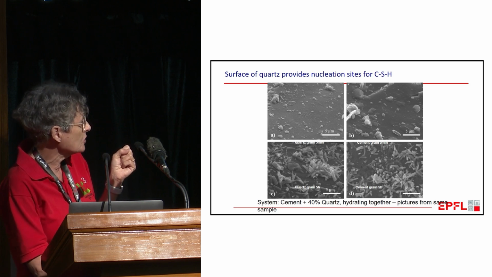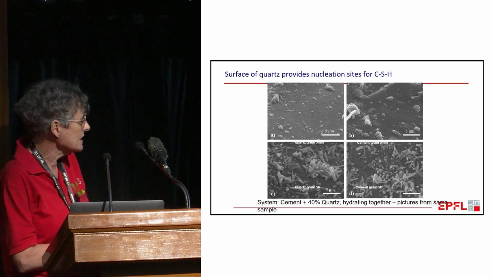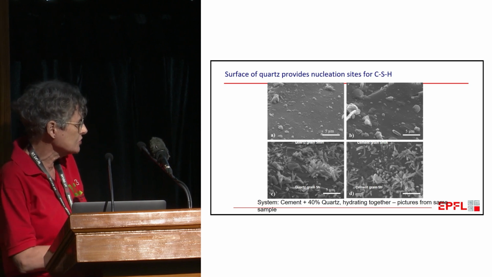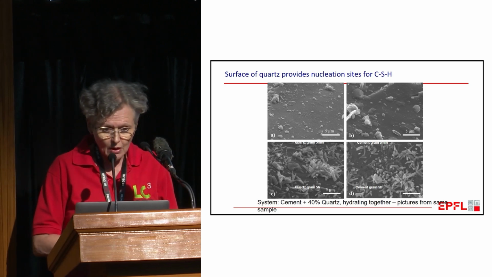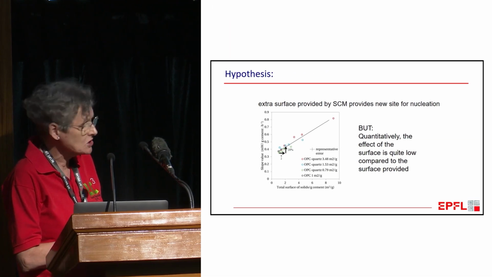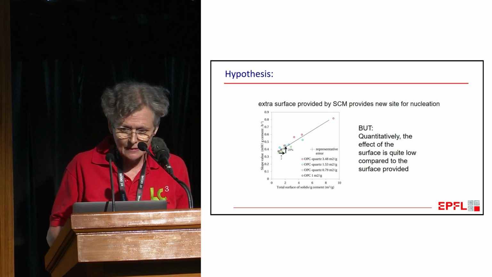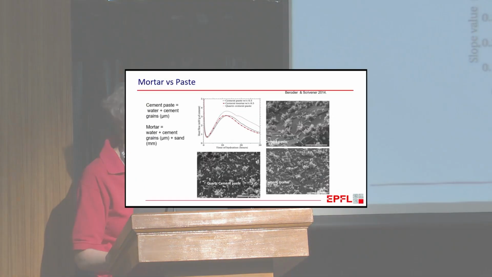And you see in both cases, we see these little bits of CSH forming on the surface. And then that CSH forming on the surface, you see in both cases, seems to grow. So that seems again to be a plausible hypothesis. But then again, when we try to see if it works out quantitatively, we see it doesn't work, because if you increase the surface by 2 times, you only increase the amount of reaction by 20%. So there's got to be something else going on there.